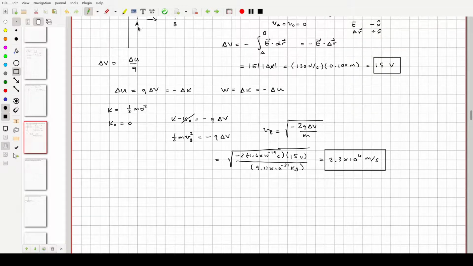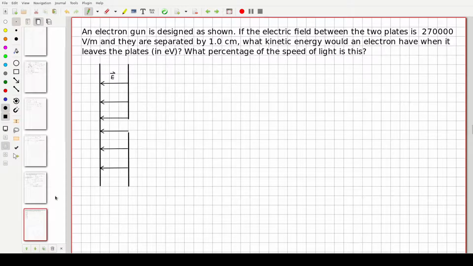Now, let's do another example. Okay, so in this example we have an electron gun, which is designed as shown. Now, electron guns fire electrons. That's what they do. And typically what happens is you inject in your little electron here, and because of the direction of the electric fields and because of where you put it, it picks up an acceleration while it sits here between these plates, and it's fired out this way.